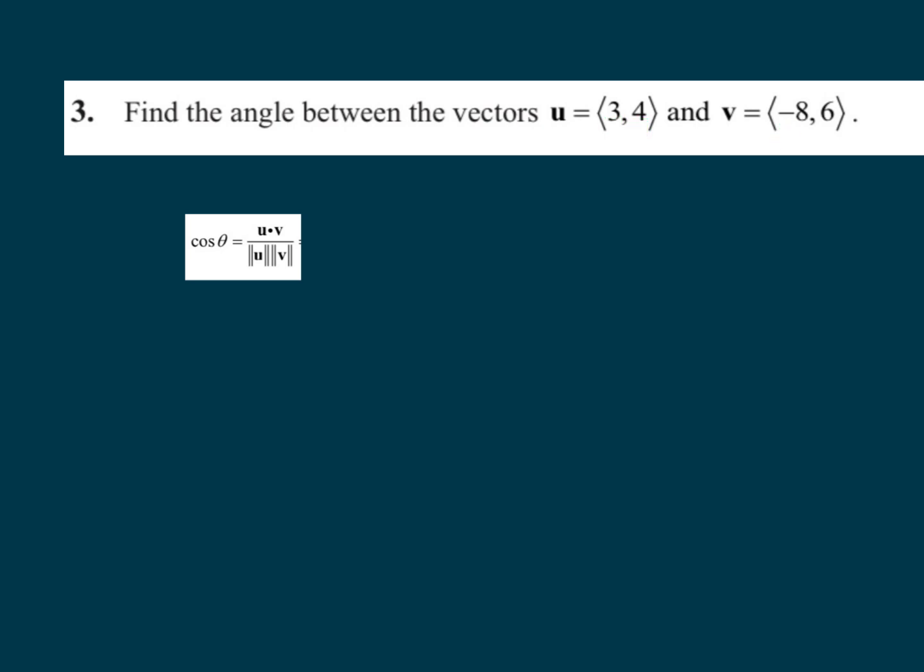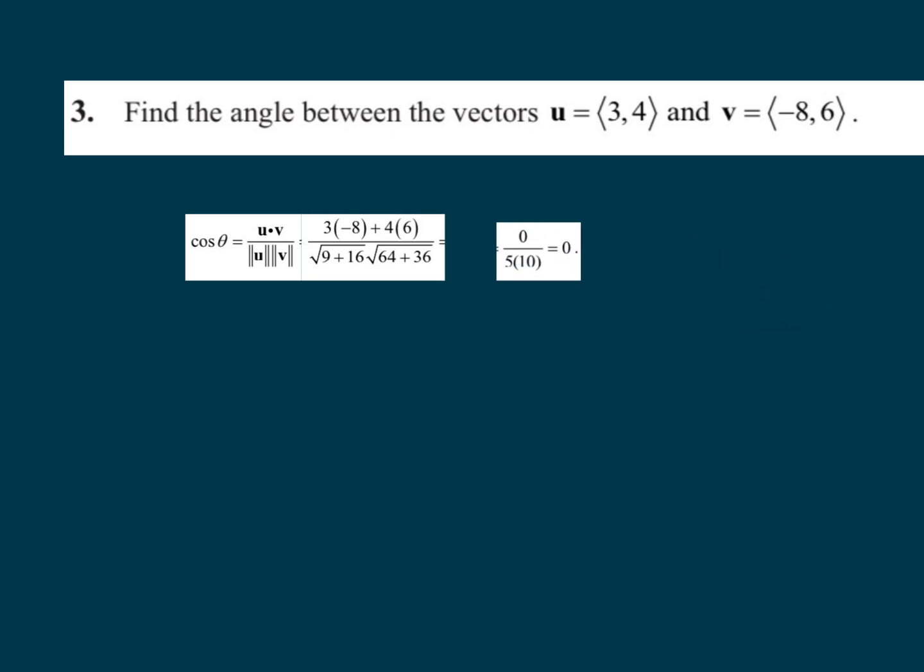The magnitude of v is the square root of minus 8 squared plus 6 squared. If we do the algebra, we will find that the dot product is 3 multiplied by minus 8 plus 4 multiplied by 6, divided by the magnitude of u, square root of 9 plus 16, multiplied by the square root of v. If you do the multiplication, the dot product will be 0. The numerator will be 0, and 0 divided by something is always 0. So the dot product will be 0.